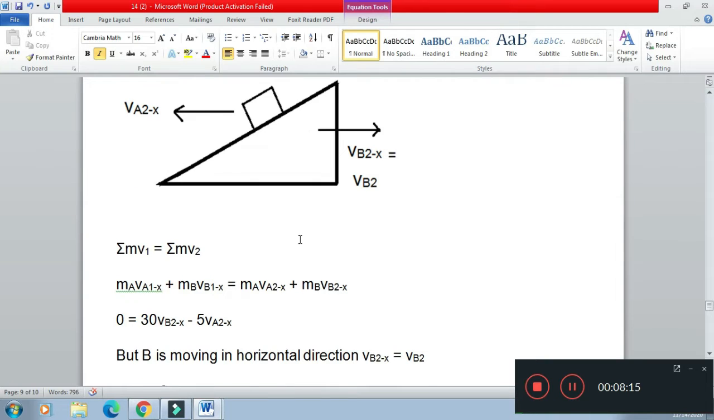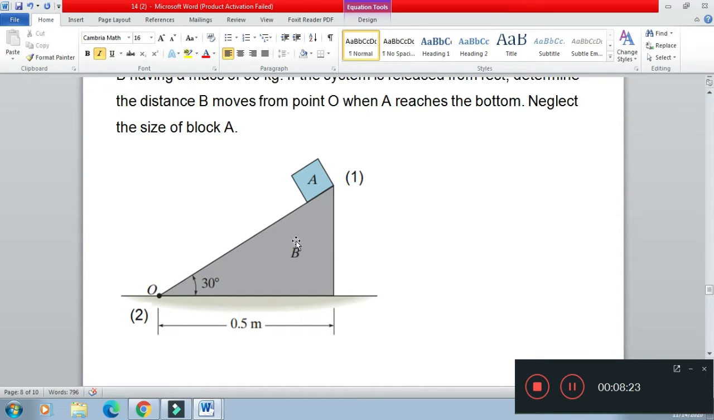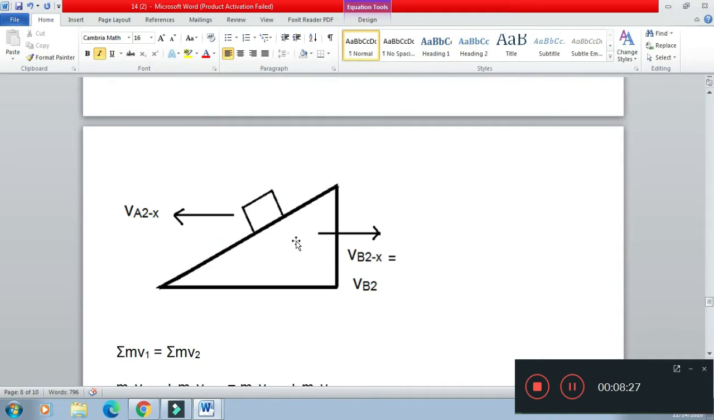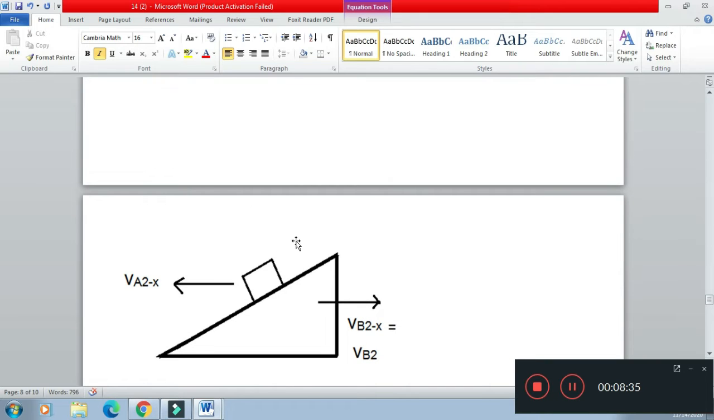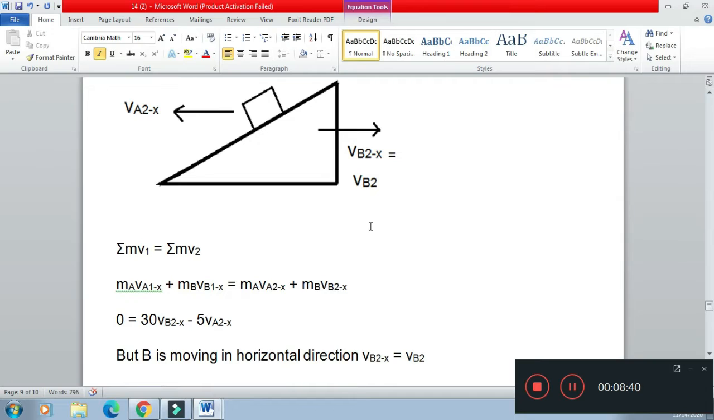So we apply the conservation of momentum equation between location 1 and location 2, or instants 1 and 2. There is no impulsive force for the system of particles. The system of particles consists of 2 blocks, block A and block B. So for these 2 in combination there is no impulsive force, so the total momentum will be conserved.